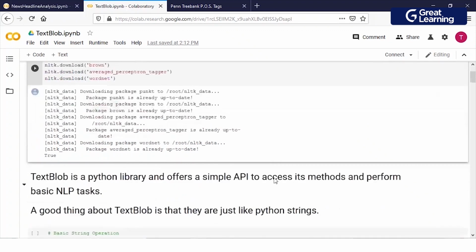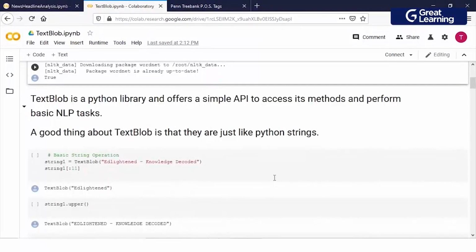Having said that, the next thing I did was, it is a Python library and offers a simple API. So I put some commentary for you to keep with you. It performs basic NLP tasks. A good thing about it is that these objects are just like Python strings. So what are Python strings? What is a Python string?